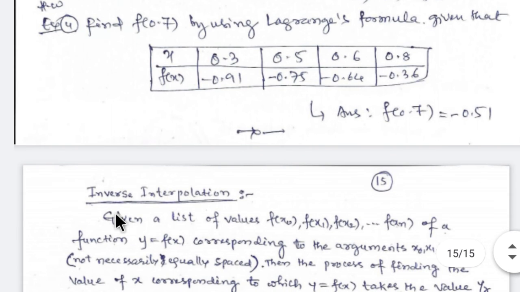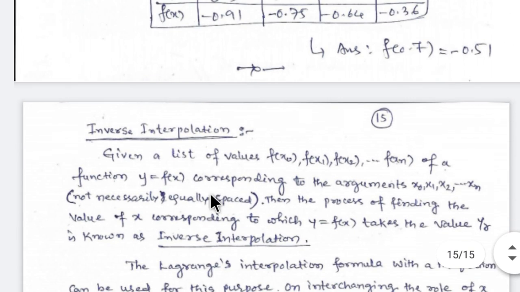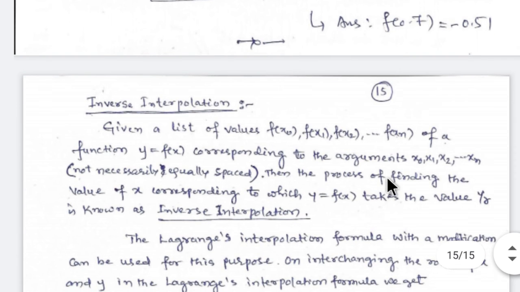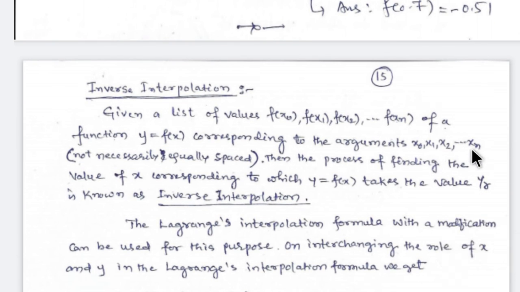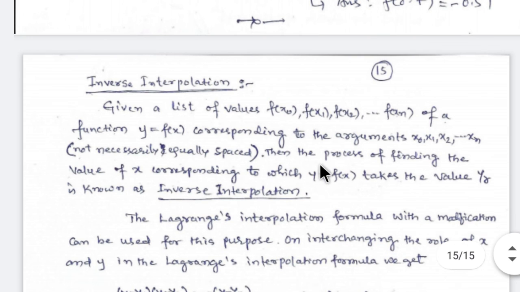Okay. Next, inverse interpolation. Given a list of values f of x naught, f of x1, f of x2, etc., f of xn of a function y equal to f of x corresponding to the arguments x naught, x1, x2, etc., xn, not necessarily equally spaced, the process of finding the value of x corresponding to which y equal to f of x takes the value yr is known as inverse interpolation.